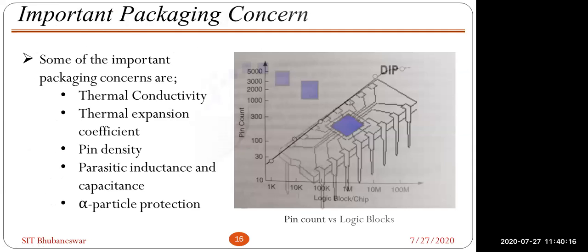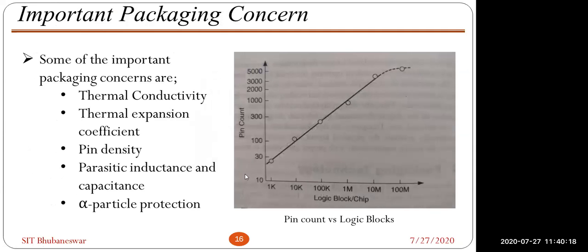So next, important package concerns. During packaging, you have to think about these things: thermal conductivity, thermal expansion coefficient, pin density, also how many pins you will use, then parasitics related to pins, and alpha particle protection.